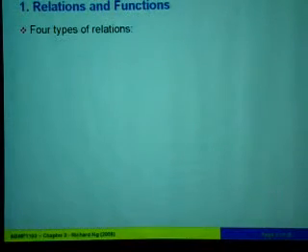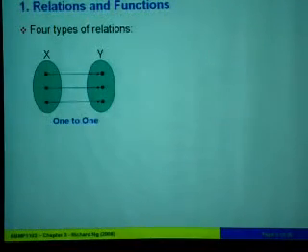There are 4 types of relations basically. The first type is called the one-to-one, meaning that one input will produce one output. So every element from X will have one output or one element in Y.